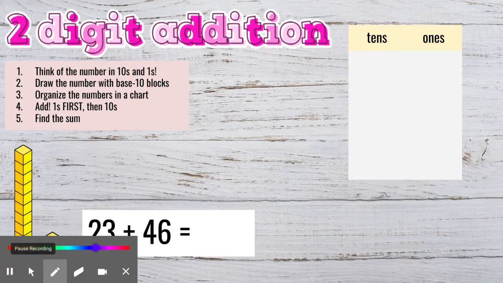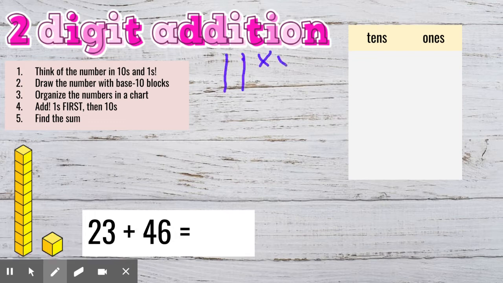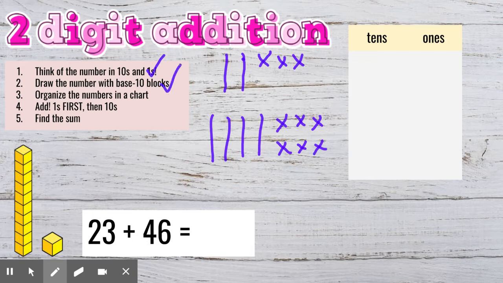Let's do another one. This time they're asking us to add 23 plus 46. So again, I'm going to think of that number with base 10 blocks. Here I have 23. Here I have 46. So we thought of our number in tens and ones. We drew the number with our base 10 blocks. And then we're going to organize our numbers into this T-chart.